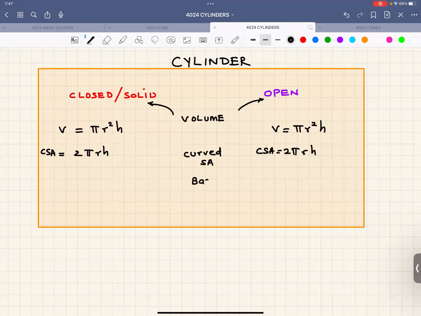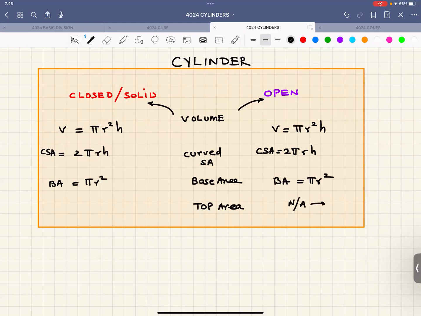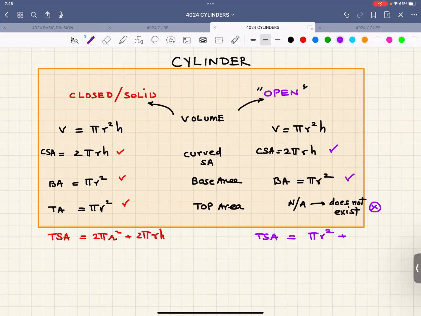What about the base area? That's also the same. The base area is pi r square. What about the top area? In open, it's NA, which means not applicable, does not exist. There is no top. Why? Because it's open. What about the top area over here? That is pi r square. So therefore, when I add this and this and this, the total surface area is 2 pi r square plus 2 pi r h. Whereas over here, we have curved surface area, and the top area does not exist. So total surface area is pi r square plus 2 pi r h.